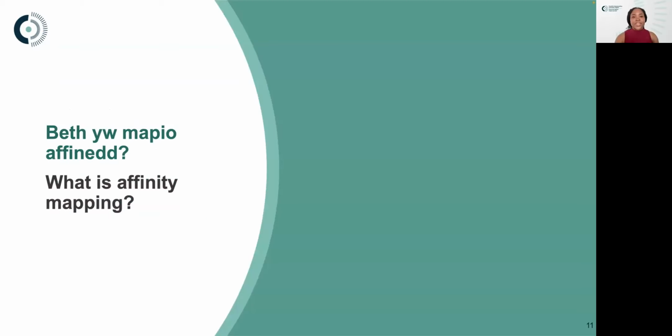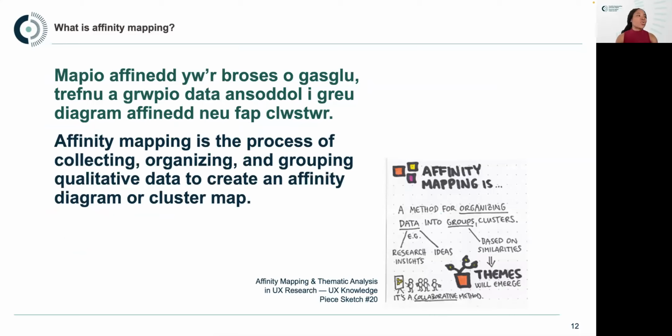Yeah, thanks, Tom. So what is affinity mapping? Affinity mapping is also known as affinity diagramming, snowballing, and collaborative sorting. And for the purpose of this Lunch and Learn, I will be using affinity mapping and affinity diagramming interchangeably. So if you hear me say affinity mapping or affinity diagramming, just have in mind that I'm saying the same thing.